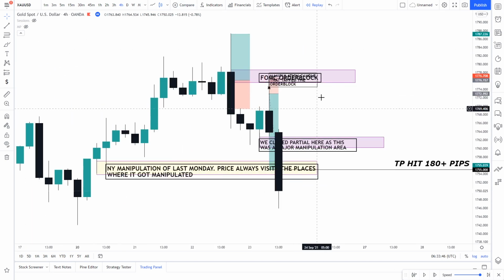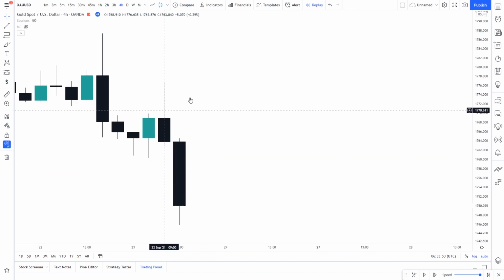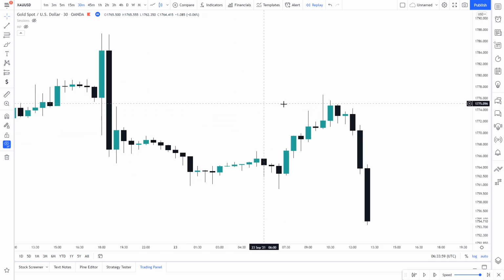So we were well aware that the price would tap this order block, because price always revisits the area it manipulated, and history just repeats itself, right? So we went into the 30-minute time frame just before the NY session, and we had a look at something really interesting. This was the order block area that we were talking about, and price had a significant rejection after tapping it. Just look at my cursor. Price simply tapped the order block area and had a significant rejection.